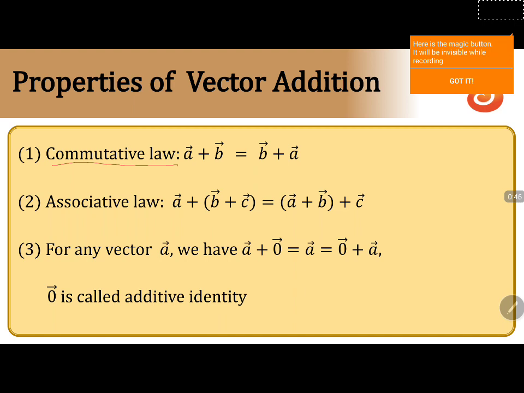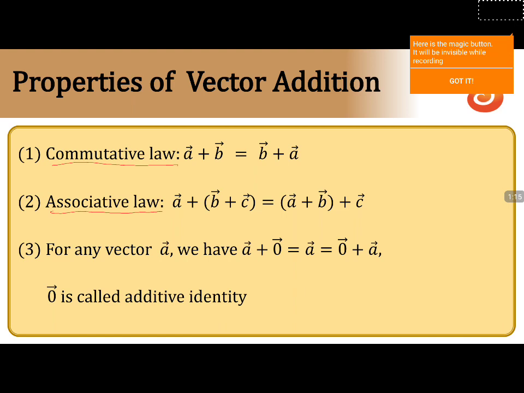If you observe A plus B vector sum and B plus A vector sum, the value will be the same. So we can say that the commutative law is satisfied. Now coming to the next property, that is known as the associative law. For the associative law, we will consider three vectors. One is known as A, the other one is known as B, while the third one is known as C.